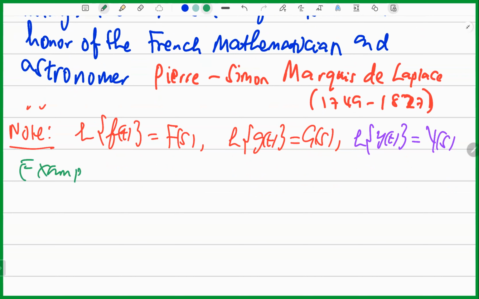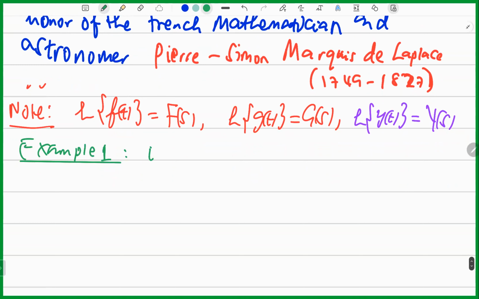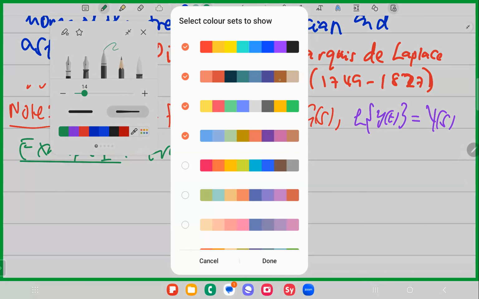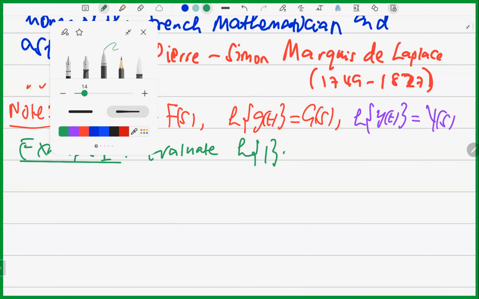What if you do not have the table in front of you? How can you do this? If the question says evaluate the Laplace transform of the number 1, what is the Laplace transform of 1? We said it's 1 over s because we used the table. But we can still do it without the table.